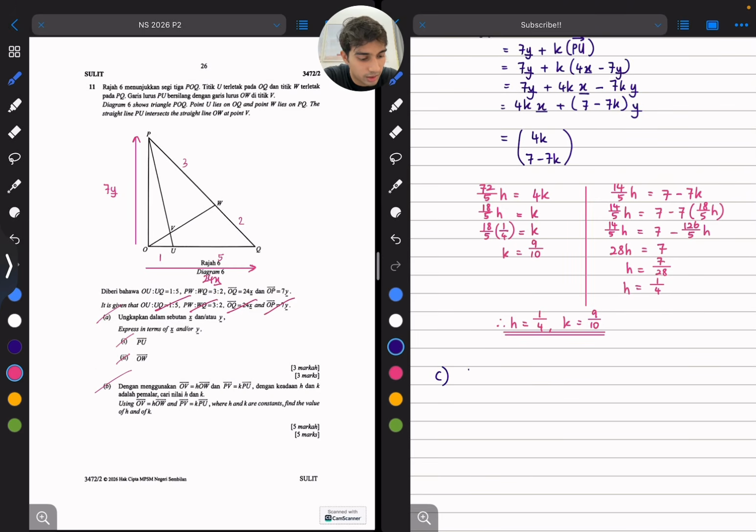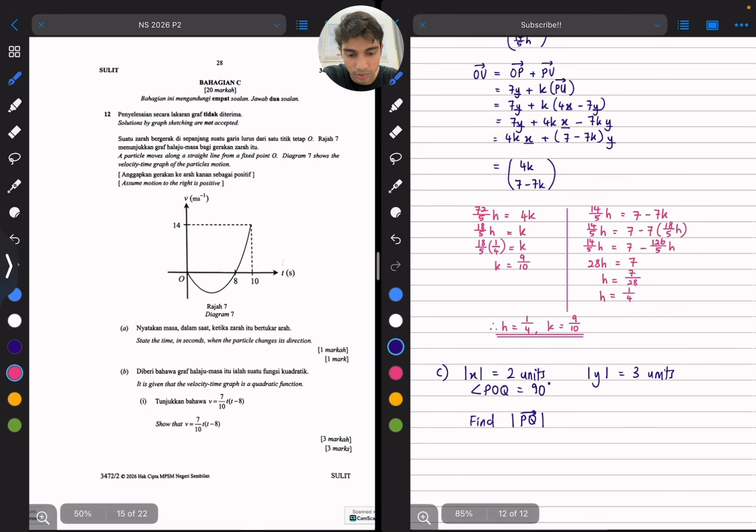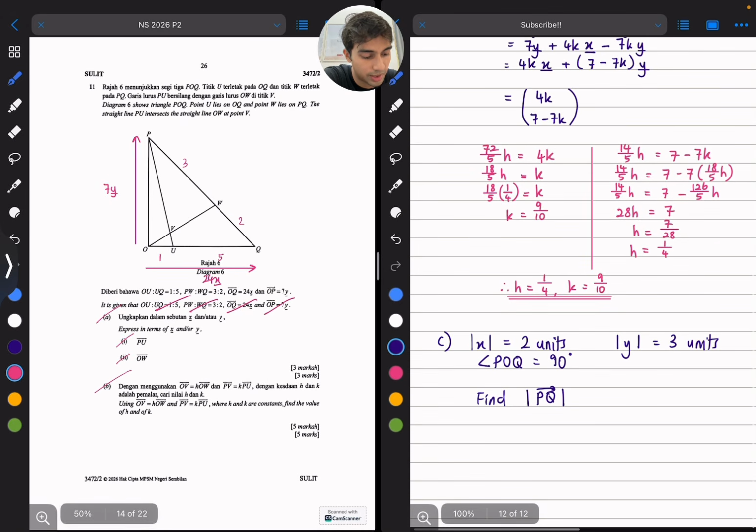So they said given that modulus of x is 2 units, modulus of y is 3 units, and they gave us angle POQ is 90 degrees. Find the magnitude of PQ. Alright, so this is the question. I don't know how it went missing here. Okay, but let's try to solve this.